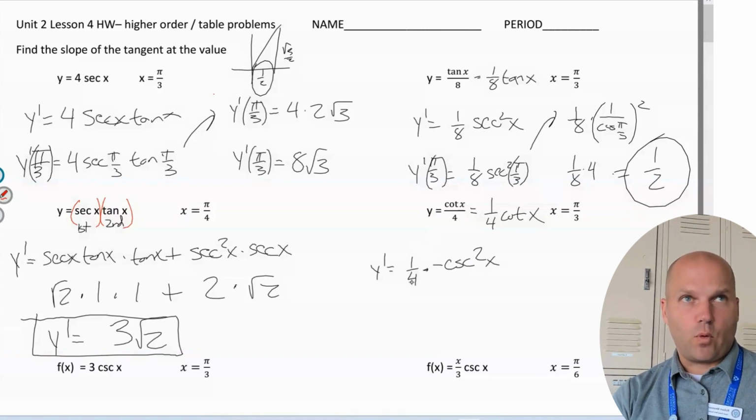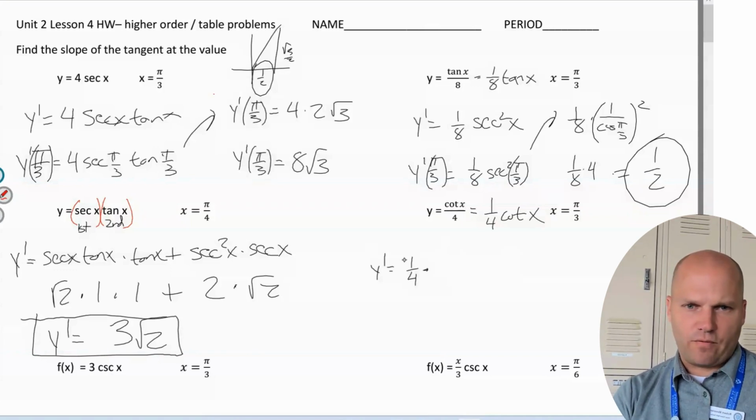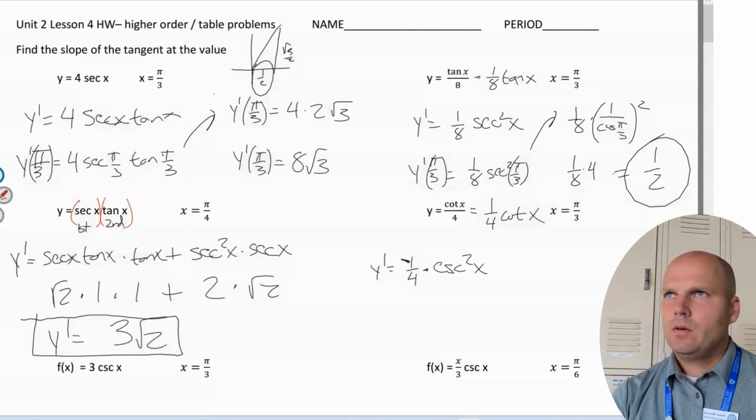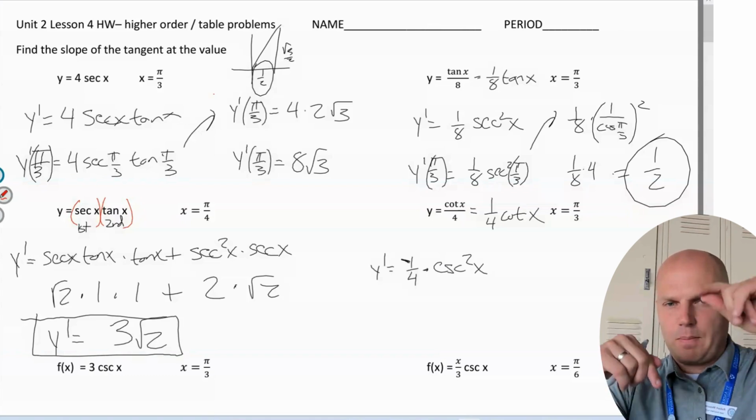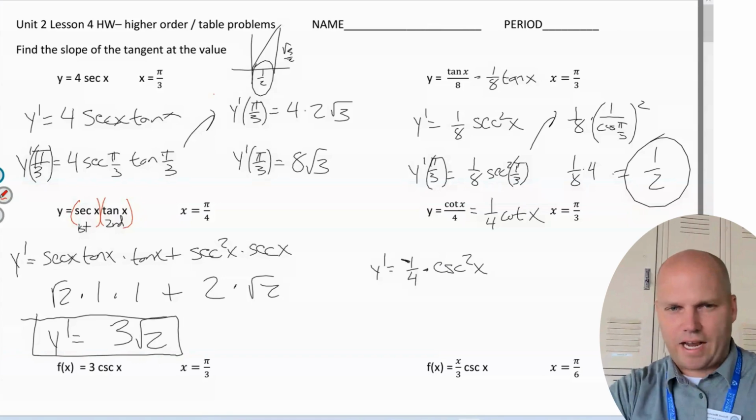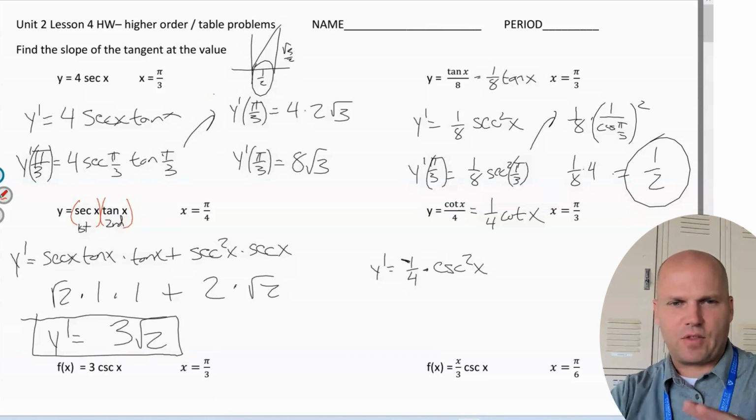Don't think of it as 1/4 minus cosecant squared. Think of it as negative 1/4 times cosecant squared, like the negative can be moved over. What students sometimes do is, if they see a minus sign in the middle of a product, they think it'll be subtraction. So don't make that mistake of thinking it turns into subtraction.